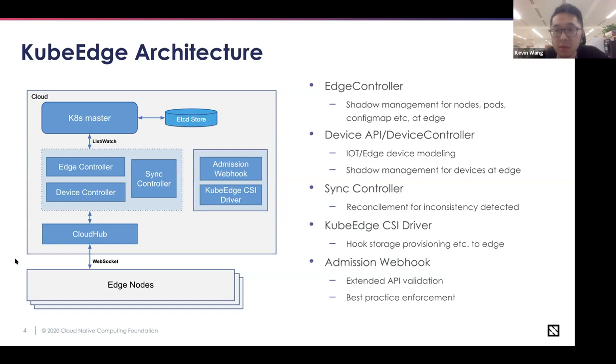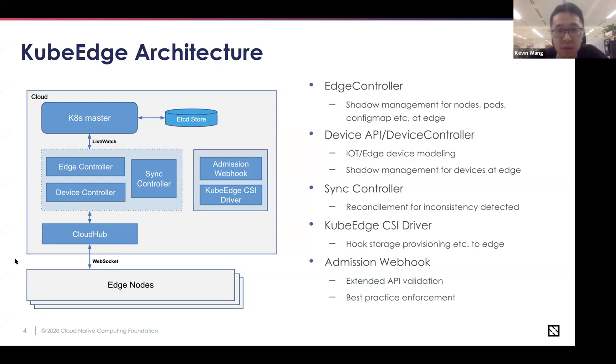So these are the details inside the cloud core. Basically we have three controllers. The edge controller does the shadow management for the Kubernetes core APIs, like node, pod, config map, and secret. The device controller is an IoT device controller. For end users, CubeEdge introduced a set of CRDs to represent the IoT device, to help simplify things when the user is developing applications to communicate with the device.